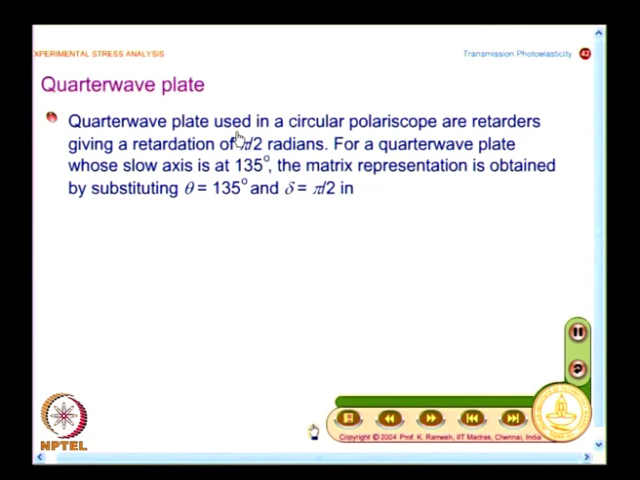Quarter wave plates used in a circular polariscope are retarders giving a retardation of pi by 2 radians. So, we know the retardation, and we keep the quarter wave plate at appropriate angles. One such angle is 135 degrees, the other angle is, you can also keep it at 45 degrees, and look at how the retarder is represented.